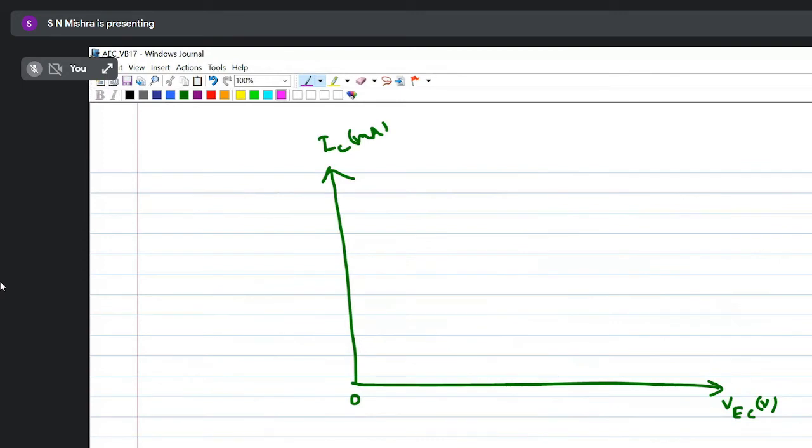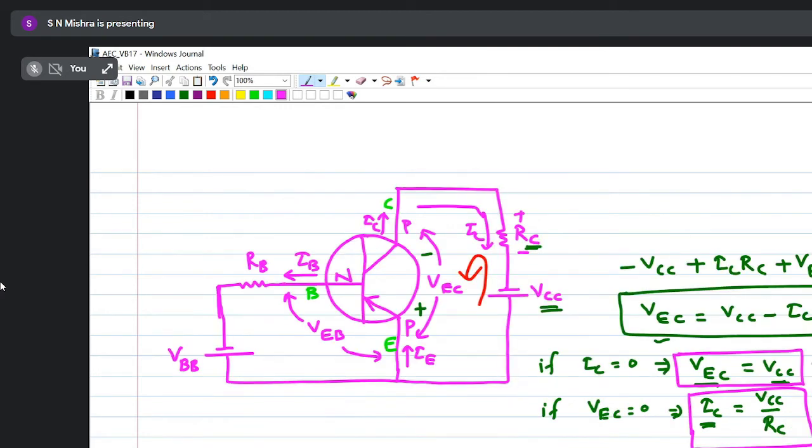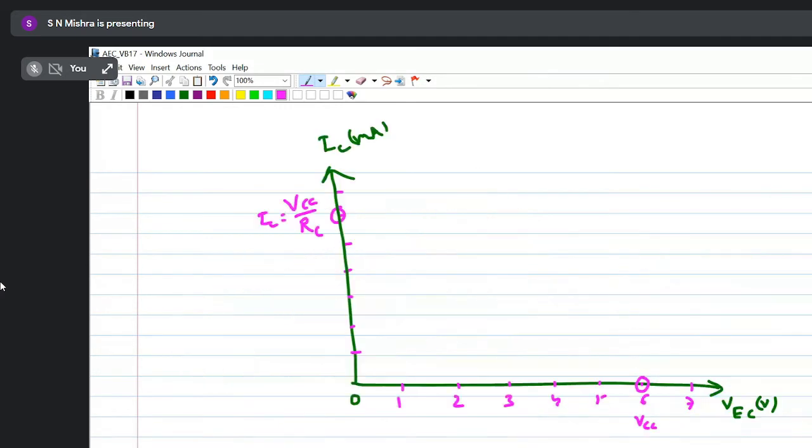That I will mark. So if I take 1, 2, 3, 4, 5, 6, 7, somewhere here let us take this is my VCC. And here 10, 20, 30, 40, and somewhere here is my VCC by RC. So this is your IC and this is your VEC, that is VCC. So VEC equals VCC, IC equals VCC by RC. I have marked it.